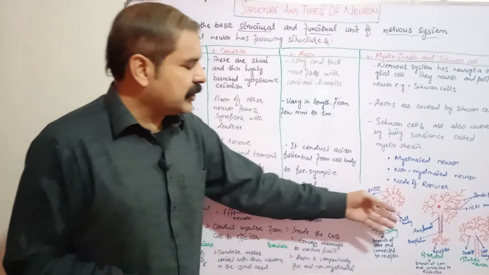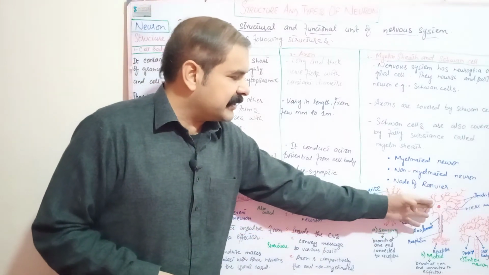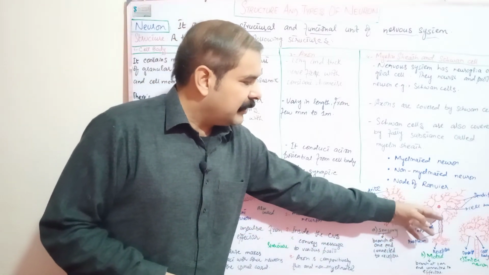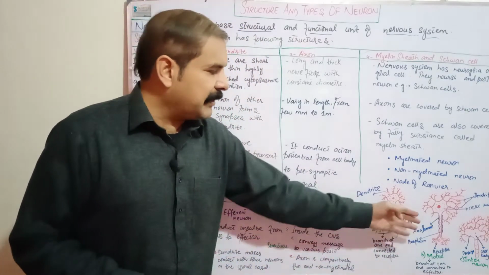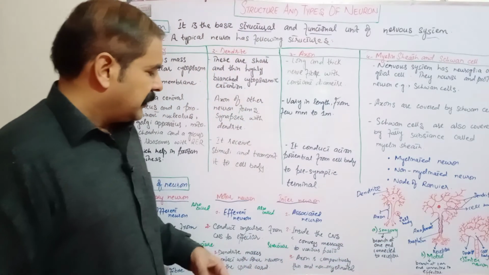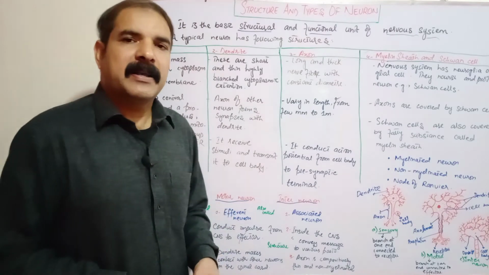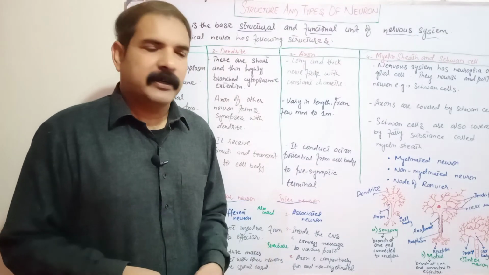They have a typical structure having a dendrite in the cell body and an axon which are covered by Schwann cells and the myelin sheath. Motor neurons conduct messages from CNS to the effector.